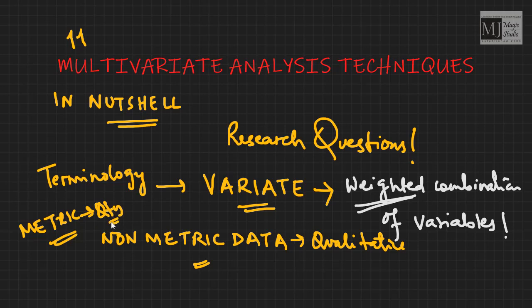So the three basic terminology we should understand is: non-metric data means qualitative data, metric data means data which can be quantified, and variate is nothing but a mixed combination of different variables which we have in our study, and the weighted combination of that. And our job is to find the exact weights in which variables are to be used to define our variate.